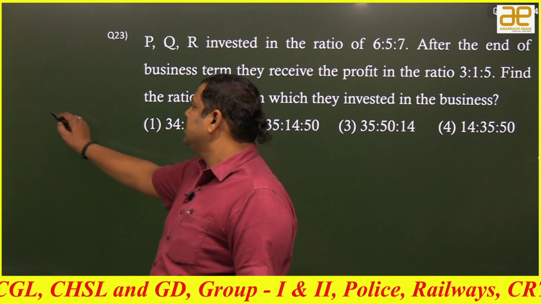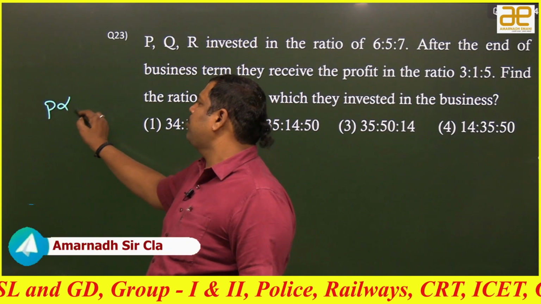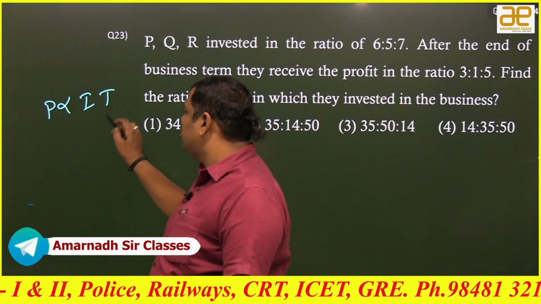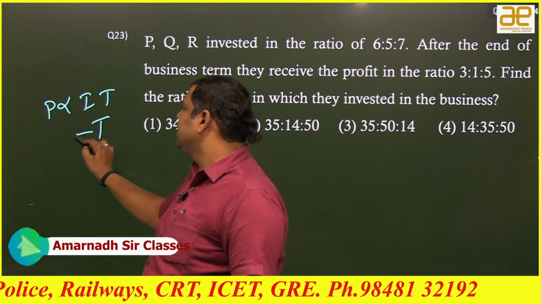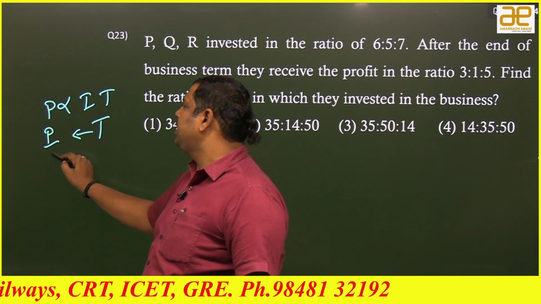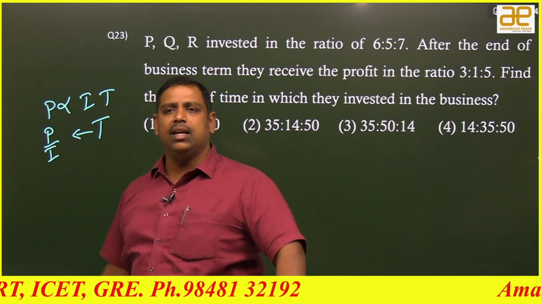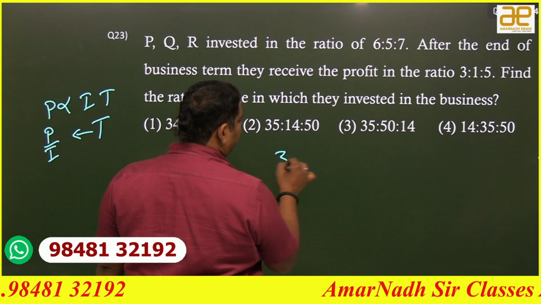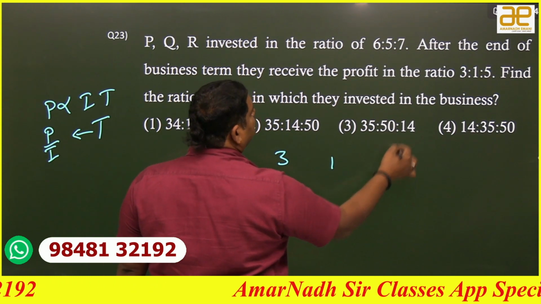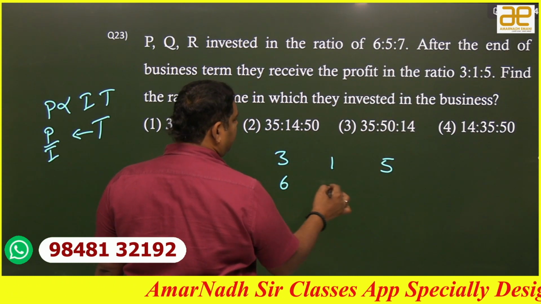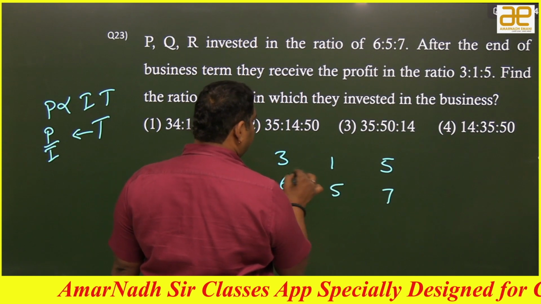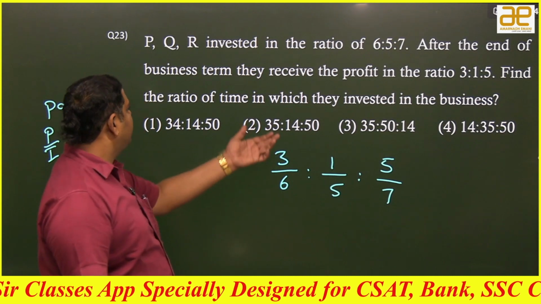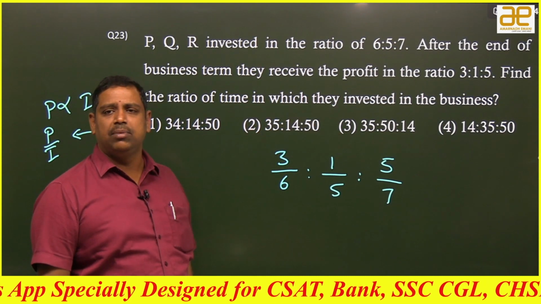What I can say is, sir, profit is directly proportional to investment into time period. Now he is asking about the time periods. Can I say time period depends on profit by investment? That's it, there ends the game. So the profit ratio is 3:1:5. The investment ratio is 6:5:7. So can I say profit by investment ratio is the time period ratio? That's what he is asking, right? The ratio of the time in which they invested in the business.